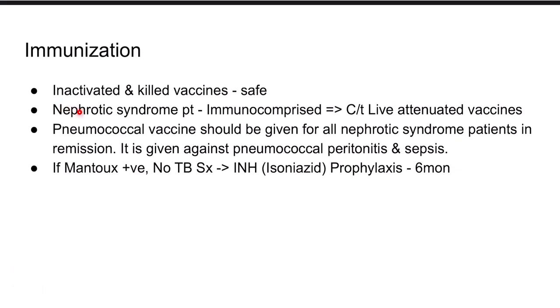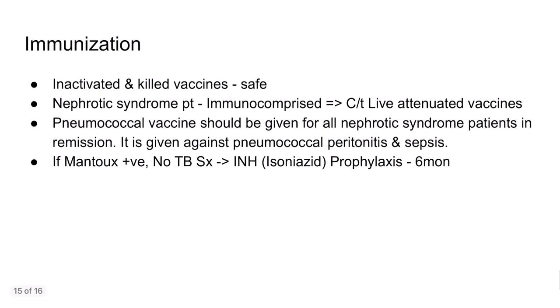Immunization. Inactivated and killed vaccines are safe. Usually, nephrotic syndrome patients are considered immunocompromised. That is why live attenuated vaccines are contraindicated. Pneumococcal vaccine should be given for all nephrotic syndrome patients during remission. And a pneumococcal vaccine is given against pneumococcal peritonitis and sepsis. Now, if the nephrotic syndrome patient is Mantoux positive, but there are no tuberculosis symptoms, then isoniazid prophylaxis can be given for 6 months.